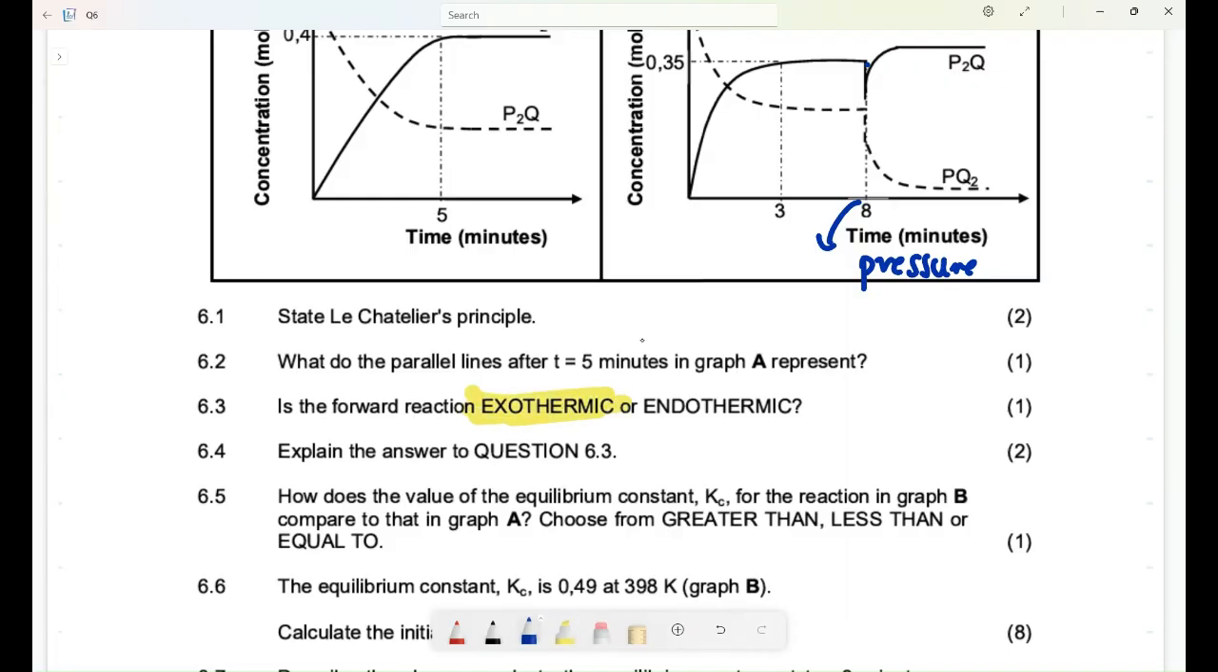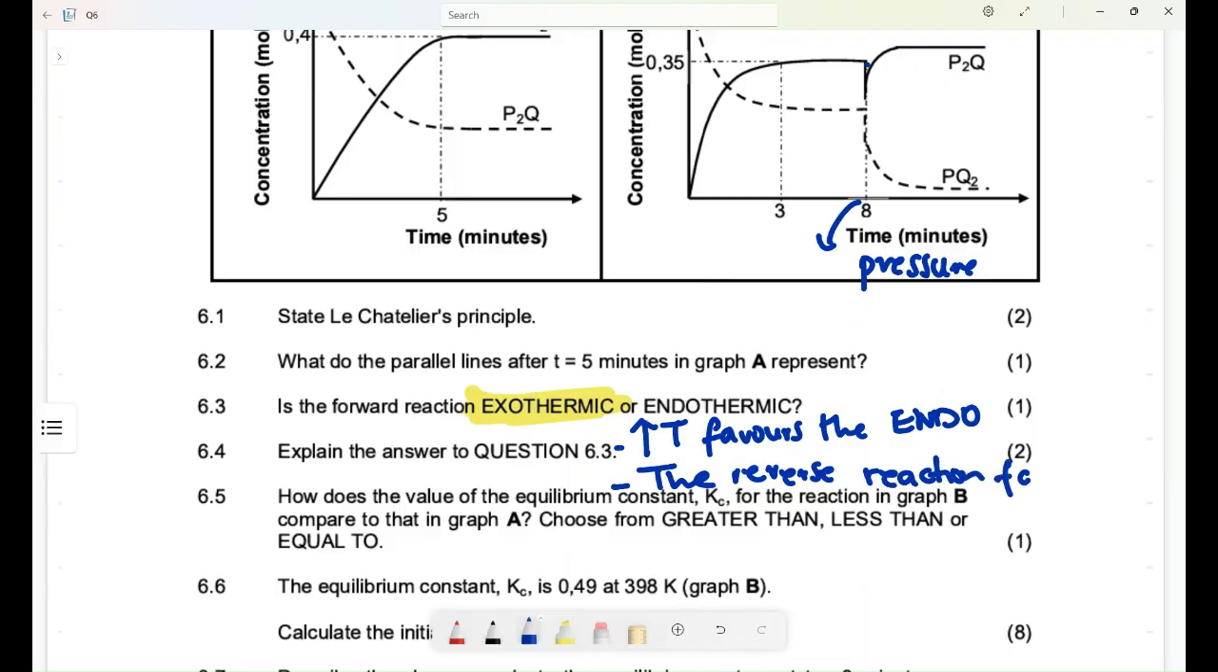Because the first thing that we saw is that an increase in temperature, always and not sometimes, favors the endothermic reaction. But now the reverse reaction was favored.